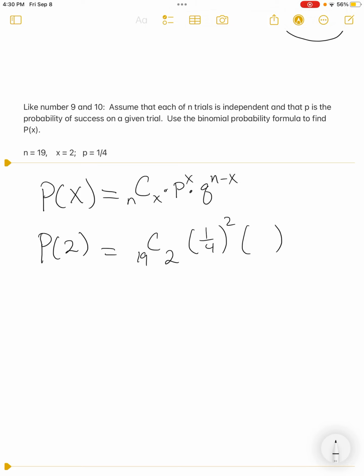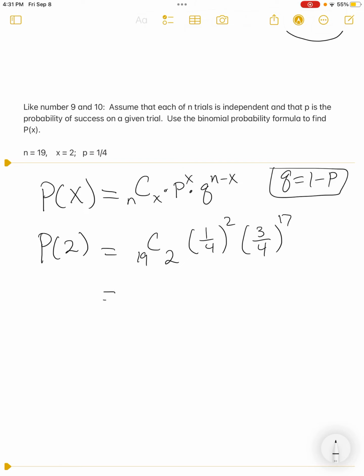If the probability of success is 1/4, meaning if there's 1 success out of 4 total, then there's 3 failures out of 4. So if there's 1 way to get it right out of 4 total, then there's 3 ways to get it wrong. And so if I only want 2 of the 19 to be successes, then I want the other 17 to be fails. And so I'm just following that, right? N minus x, 19 minus 2. Q is always 1 minus p, right? If they give us p, we absolutely know q by just taking it away from 1.